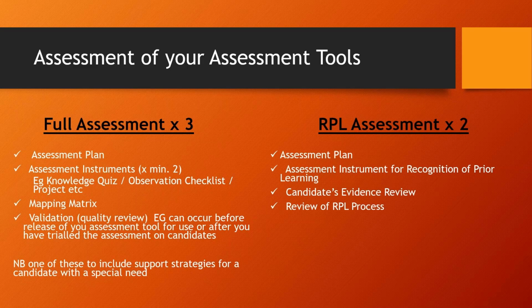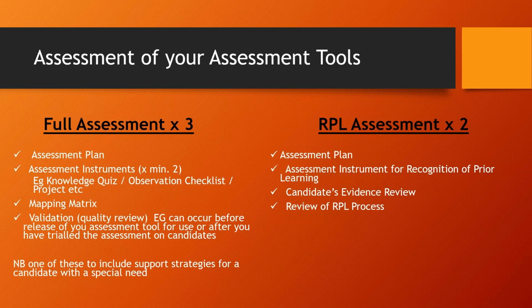Now for the TAE ASS 401 unit, you are also able to adjust existing materials. So instead of writing from scratch, you can sometimes find materials that you have been using perhaps in a certain environment, and you can adjust them. But we would require a minimum of 2 instruments. So a knowledge quiz is normally the easiest way to assess knowledge, and maybe an observation checklist or a project or something like that.